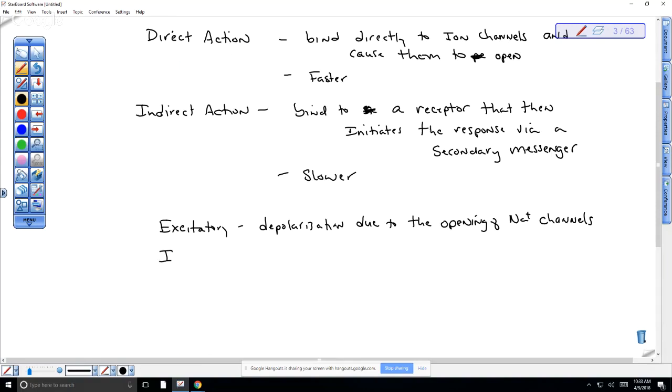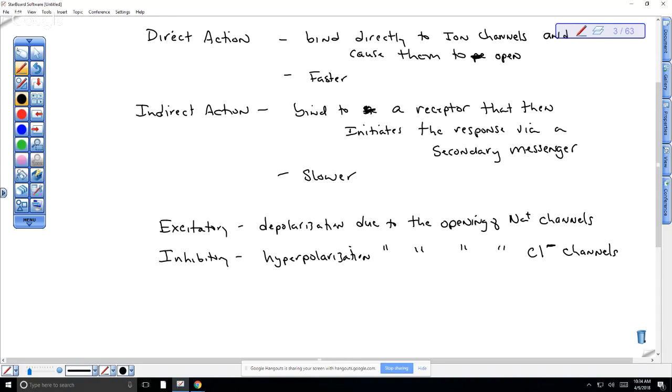And then the inhibitory is hyperpolarization. And this is actually due to the opening of chloride ion channels. So chloride is more concentrated outside the neuron. So if you open chloride channels, then chloride ions will flow in and they will make the inside more negatively charged. And so that's how inhibitory neurotransmitters tend to function. Okay.